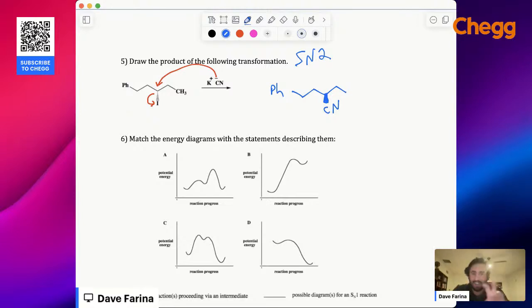Anytime you see NaCN or KCN, first of all, we have to know that it's ionic. If it just said KCN, we do have to know that that means K plus and CN minus. Here it's listed as CN minus with the counter ion, but you do need to know that. And then we need to know that CN minus is a classic SN2 nucleophile.